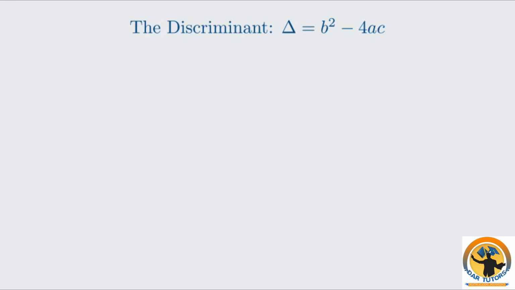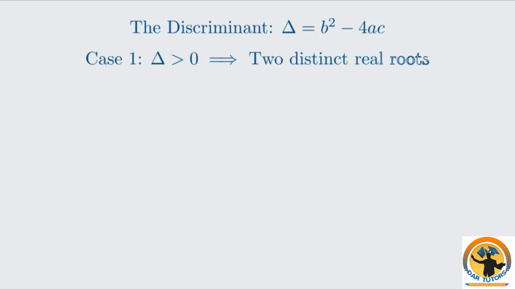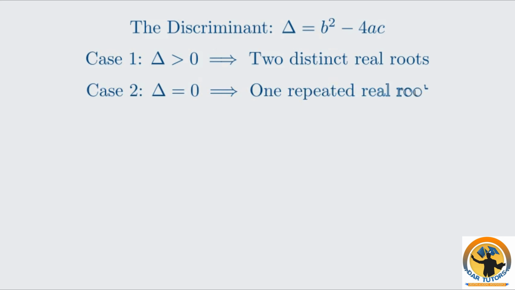There are 3 cases. Case 1. If the discriminant is positive, delta is greater than 0. This means we are taking the square root of a positive number, which gives 2 distinct real values. So the equation has 2 distinct real roots. Case 2. If the discriminant is 0, delta equals 0. The square root of 0 is 0, so the plus or minus part of the formula disappears. We are left with only one solution, x equals negative b over 2a. This is called a repeated or double root.